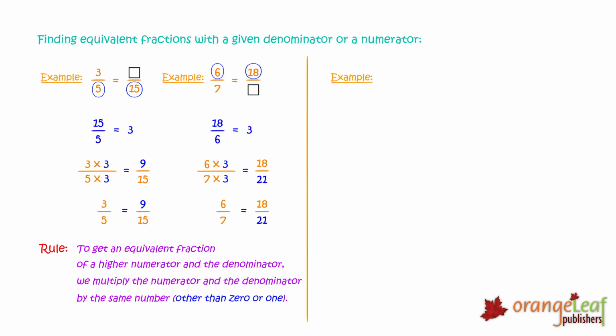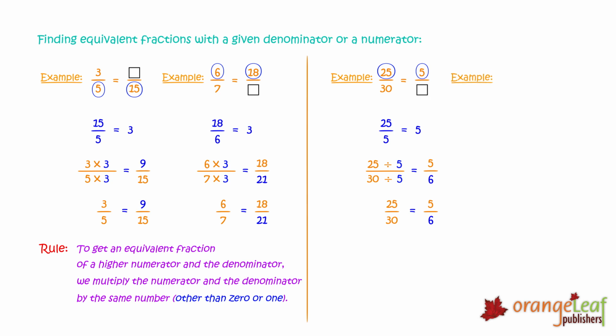For example, 25 by 30 is equal to 5 by dash. Solution. The given numerators are 5 and 25. 25 divided by 5 is equal to 5. So 25 divided by 5 by 30 divided by 5 is equal to 5 by 6. Therefore, 25 by 30 is equal to 5 by 6.